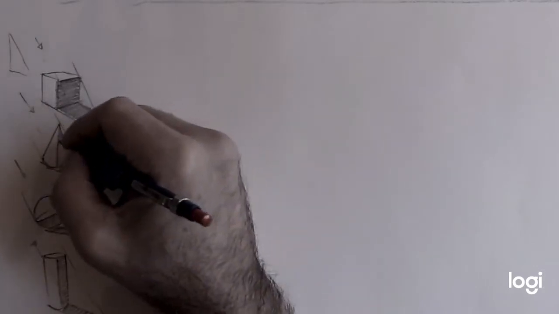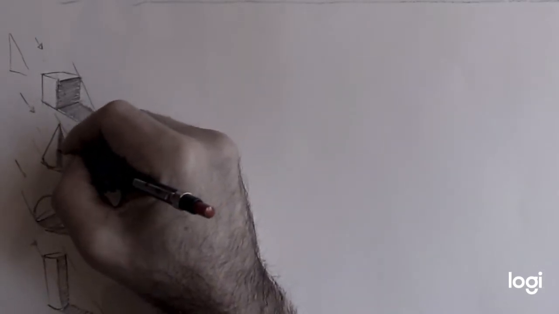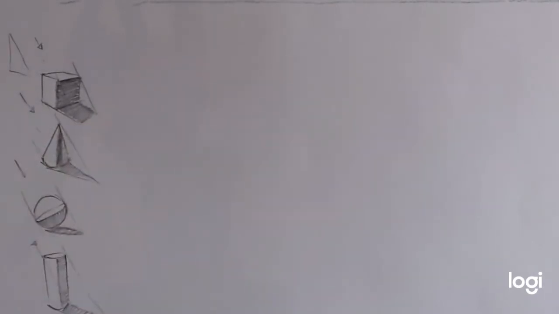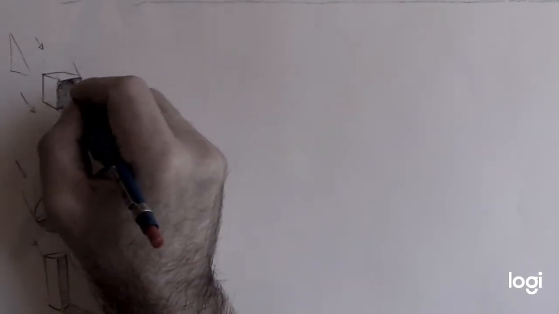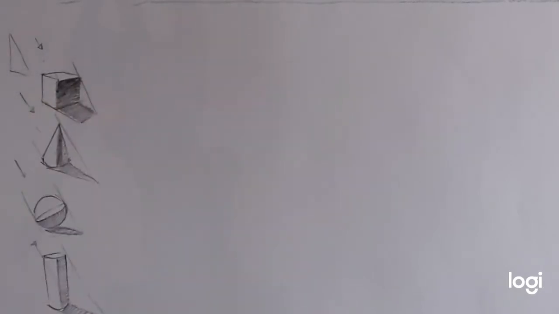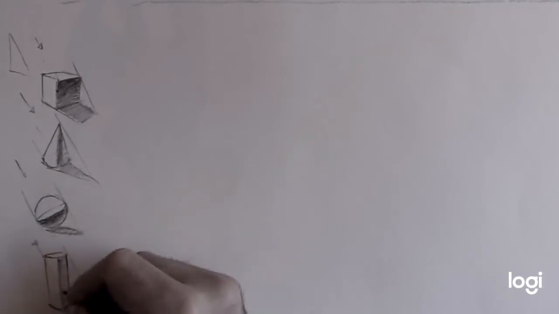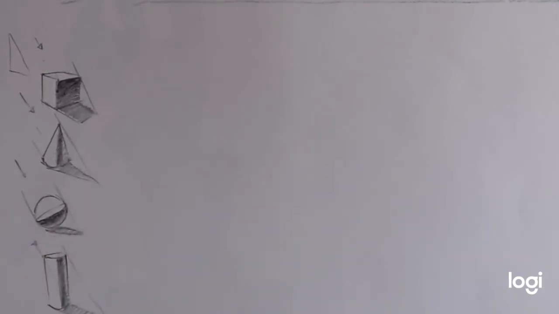Now if we add darkness along the edge of the light, that creates for us a reflected light. So if I darken here, just ever so slightly, that creates a reflected light. If I darken here, ever so slightly, and then here, ever so slightly. Okay, that creates a reflected light.